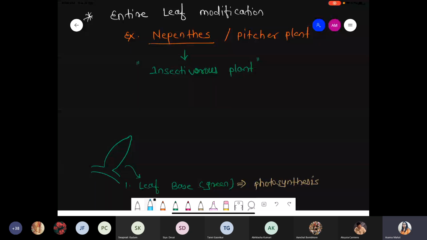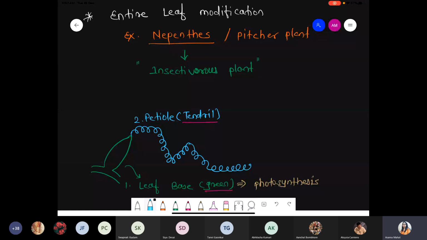Tendril means the petiole undergoes modification and is converted into a tendril. This blue color is the petiole. Again, the petiole undergoes modification and forms a tendril. So the leaf base shows expansion, is green in color and performs photosynthesis, while the petiole also undergoes modification and forms a tendril-like structure.